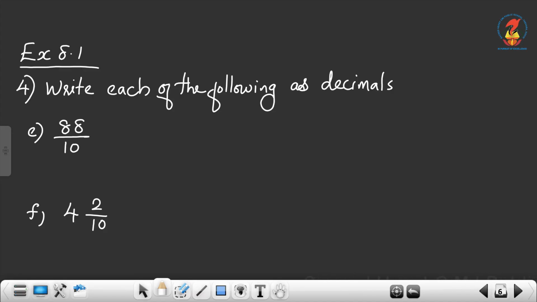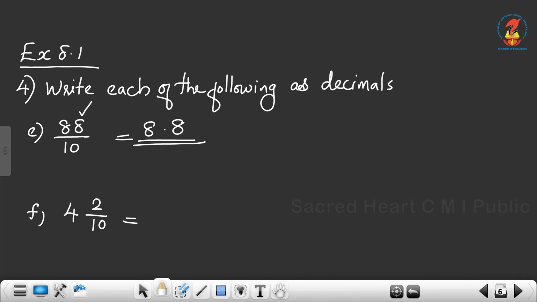Exercise 8.1, question number 4. Write each of the following as decimals. 88 by 10. Count the number of zeros in the denominator, only 1 zero. So look at the numerator and count the same number of digits in the numerator starting from the unit digit, and after that you have to move that digit to the right and put the decimal point. So the given decimal number is 8.8.